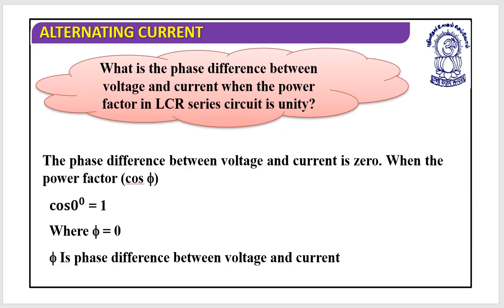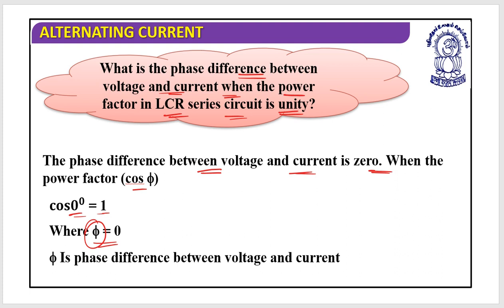Do remember this. Next, what is the phase difference between voltage and current when the power factor in an LCR series circuit is unity? The phase difference between voltage and current is zero, because the power factor is unity, because cos phi is equal to 1, and that is possible when phi is 0 degrees. We can say that phi is the phase difference between voltage and current.